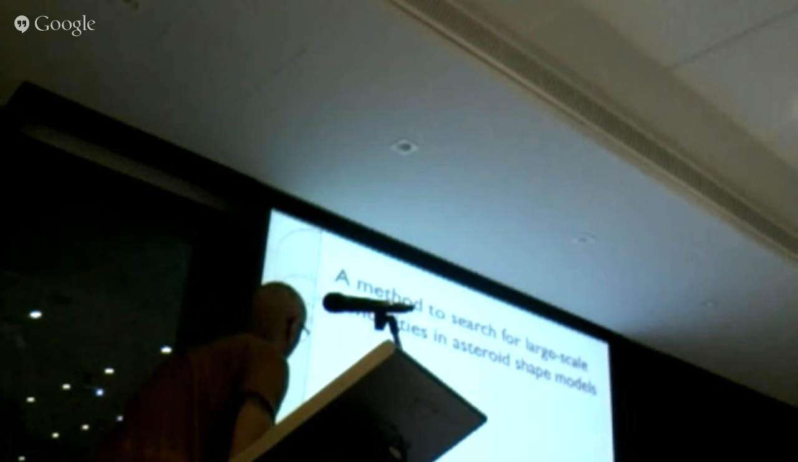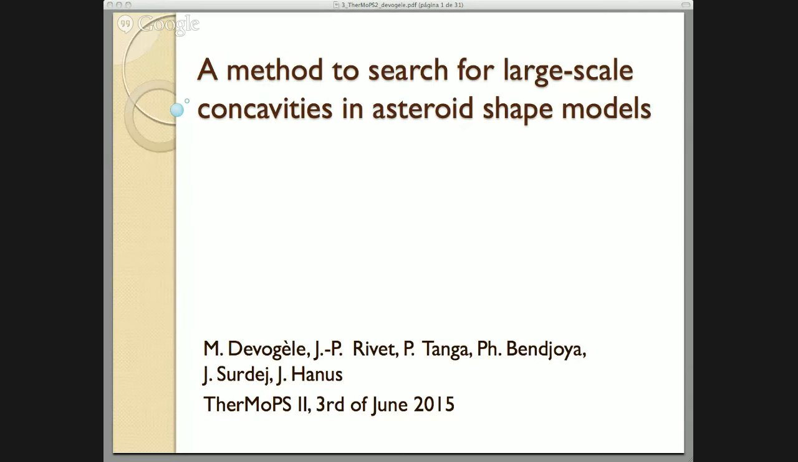Okay, thank you, Max. So hello everyone. I will speak to you about methods, like Marco said, to search for large-scale concavities in asteroid shape models. This work was motivated first by the discovery of the strange polarization of the asteroid Barbara.